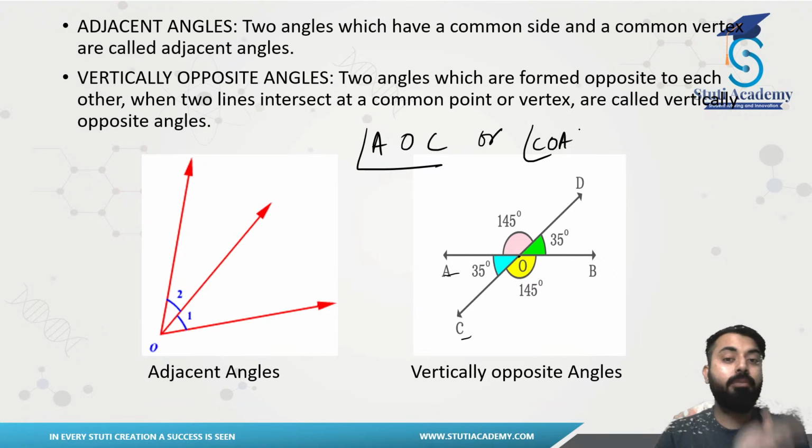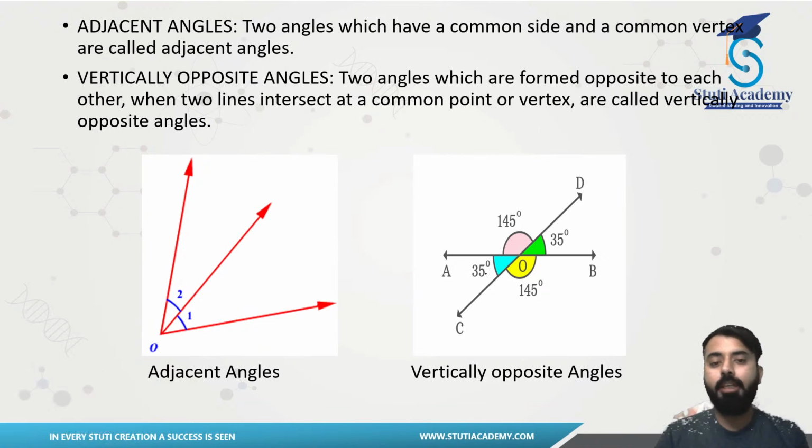It does not matter which distant vertex is written first. You can write either of those, but the point of the common vertex should be in the middle. So this is how you're going to name them. Now you can look here, this angle right here, angle AOC, it is 35, angle DOB, it is also 35, and angle AOD, it is 145, and angle COB, it is also 140. So guys, see, these will be what? These will be your vertically opposite angles. I hope you guys understand them, right?